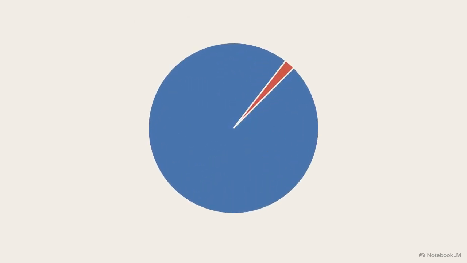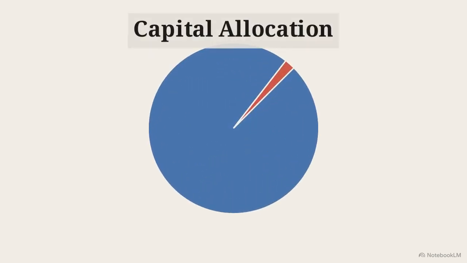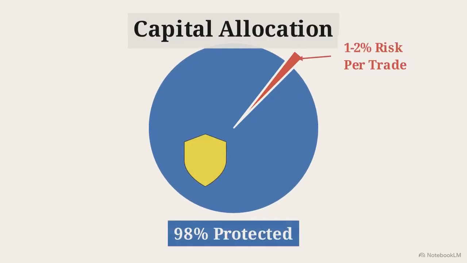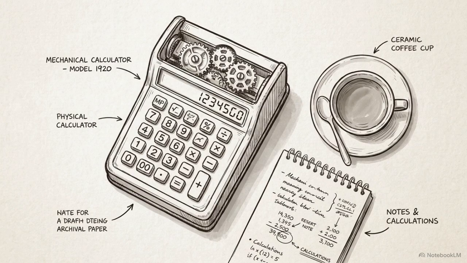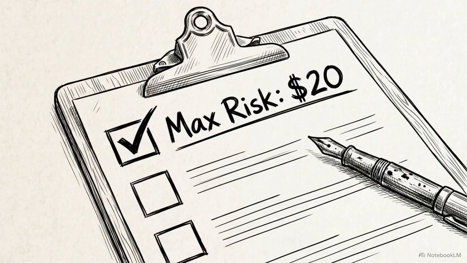This pie chart shows how capital allocation works in practice. By taking only a tiny 1 to 2% slice for any individual setup, you keep the vast majority of your account safe from single trade volatility. Take a moment right now. Calculate your own fractional risk based on your current balance and physically write that maximum dollar amount down on your checklist.